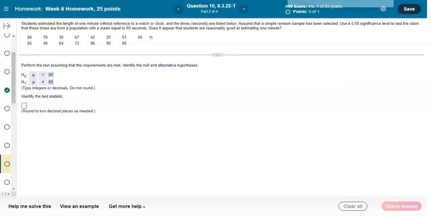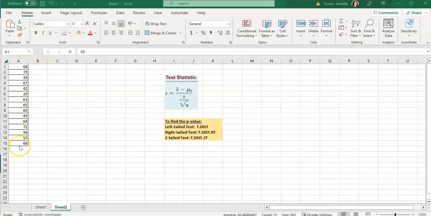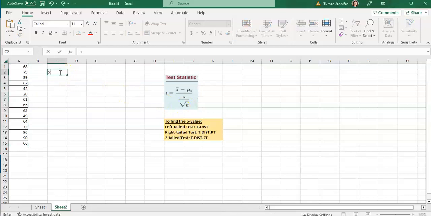Excel. So here's the data that we were given. So first we need to find these values. We need to find x bar, that's the sample mean, and we need to find s, the sample standard deviation, and we need to know how large this sample was. How many numbers were there in the sample? So let's do that. So the first thing will be our x bar. So x bar is the mean. So remember the mean we learned how to find earlier.